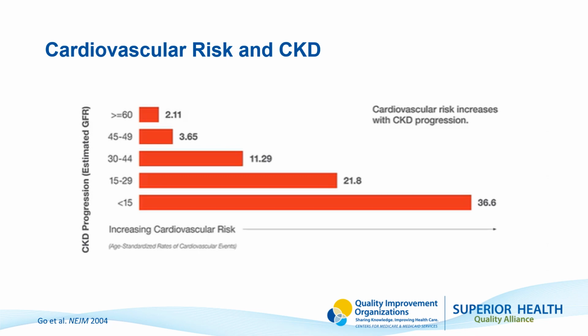Cardiovascular risk and CKD. As CKD progression occurs, i.e. as measured with GFR, cardiovascular risk increases. In other words, if you have an eGFR greater than or equal to 60, your cardiovascular risk is 2.11. However, if that eGFR is less than 15, then your cardiovascular risk jumps to 36.6.